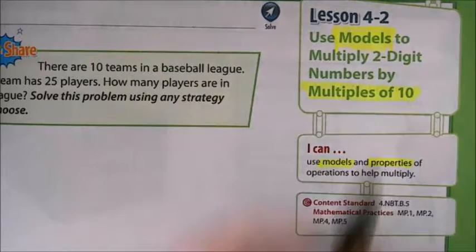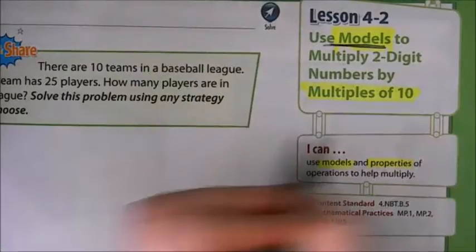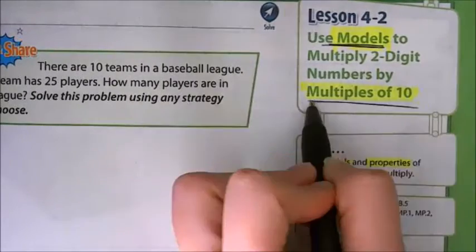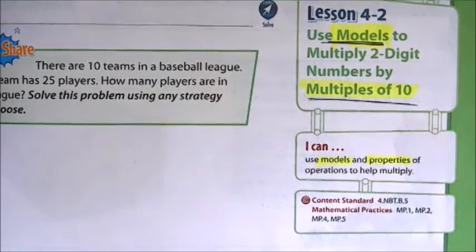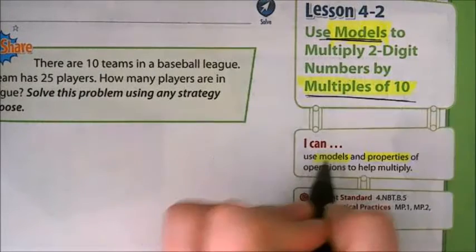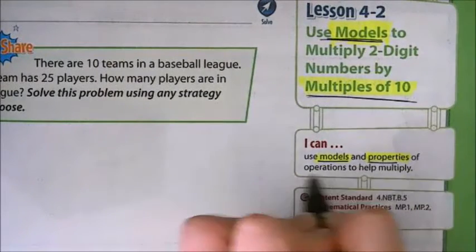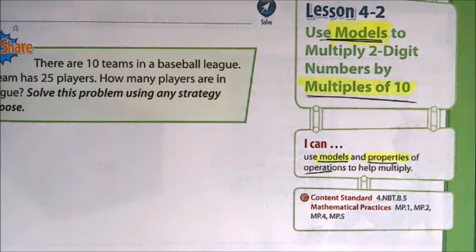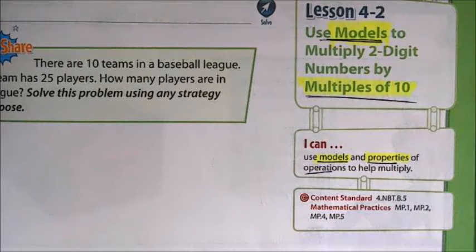We are going to be using models to multiply two-digit numbers by multiples of 10. And when I say models, this is important so that you can see a visual of how to do this work. So we are using models and properties of the operations. If you remember our properties, we have the distributive property and the commutative property, and we're going to be using those properties to help us solve these problems.